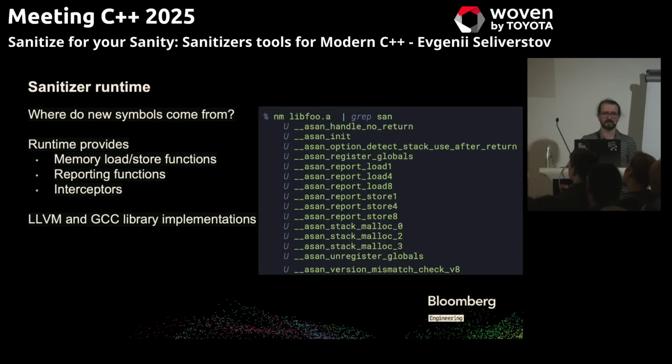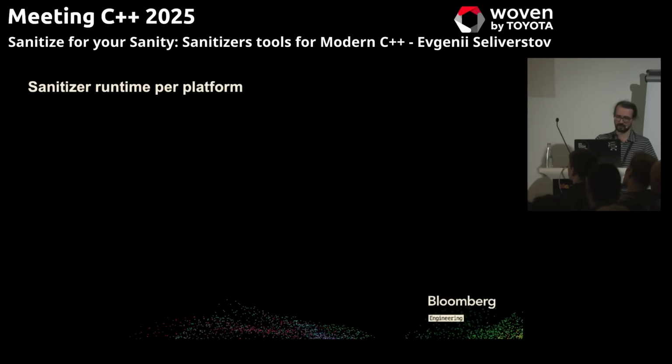And as I have different implementations for LLVM and GCC, it should probably be okay because the compiler and linker know which implementation it is. And you cannot actually mix and match them. You need to build the same program with the same set of sanitizers.